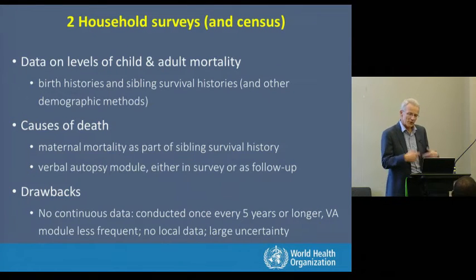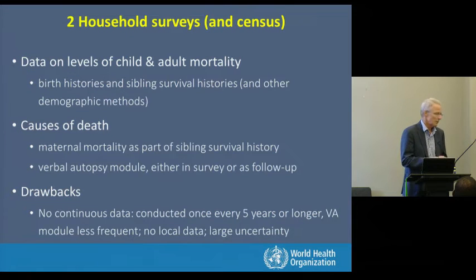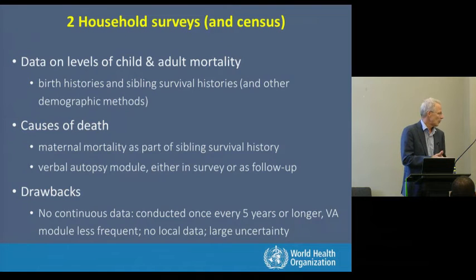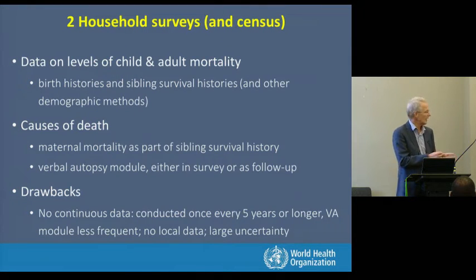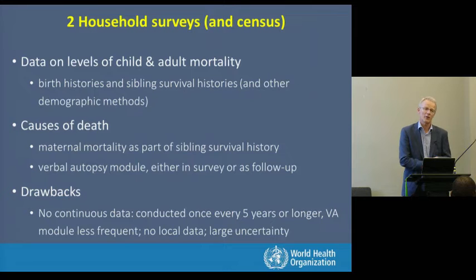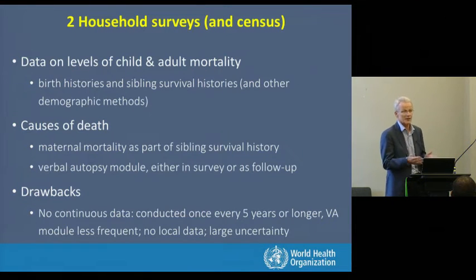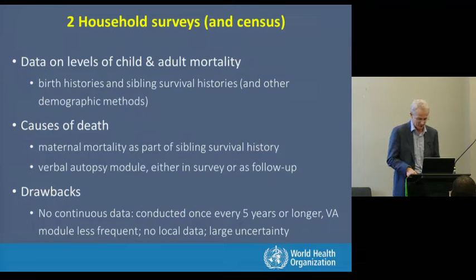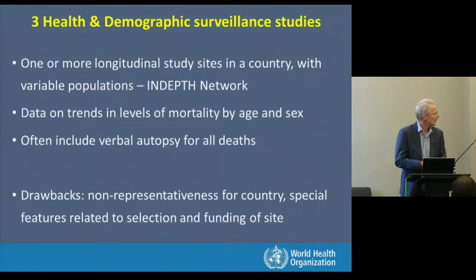Drawbacks are that, of course, these are not continuous data, mostly once every 5 years. You can't disaggregate it too much. And then verbal autopsy modules are not used much. They were used a bit in the early 90s. Then there was a sort of vacuum. And now I think there's renewed interest in it. But it does only give you a very crude picture, because you're dealing generally with 300 to 500 deaths or so. So break that down by age groups and sex and then causes, and so you get very small numbers.